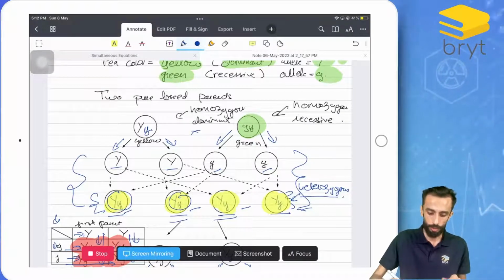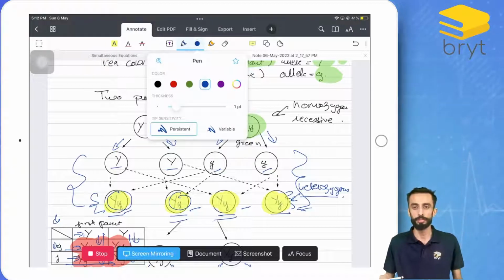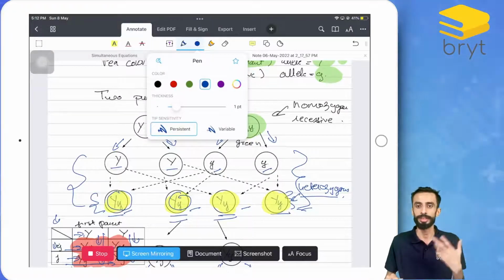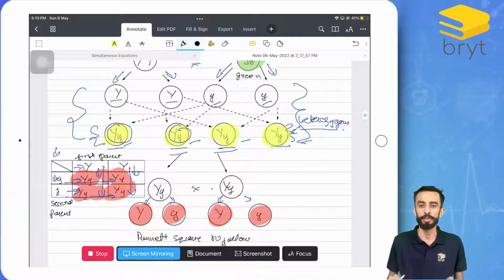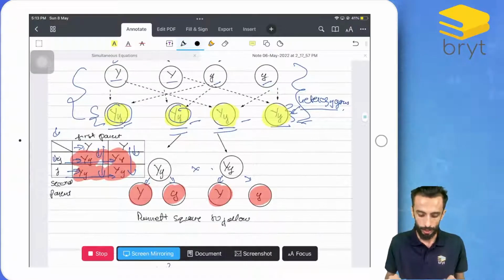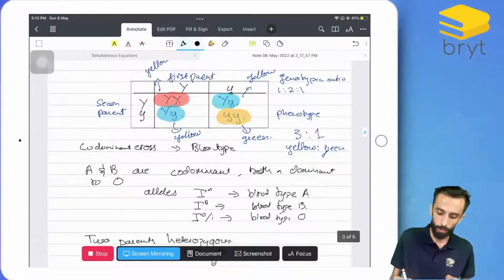So to know more about crosses and how they work and what different types of crosses we have, you can check out our videos on Bryt about test cross, codominant crosses, and monohybrid crosses, and you will know the different types of crosses that we encounter in biology O levels. And from there, let's go on to a different type of cross which we call a codominant cross.